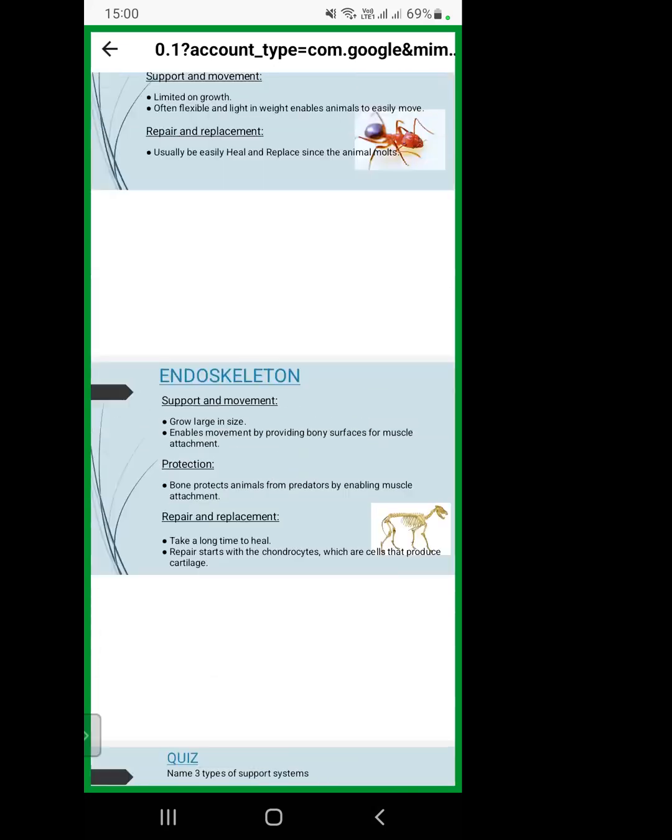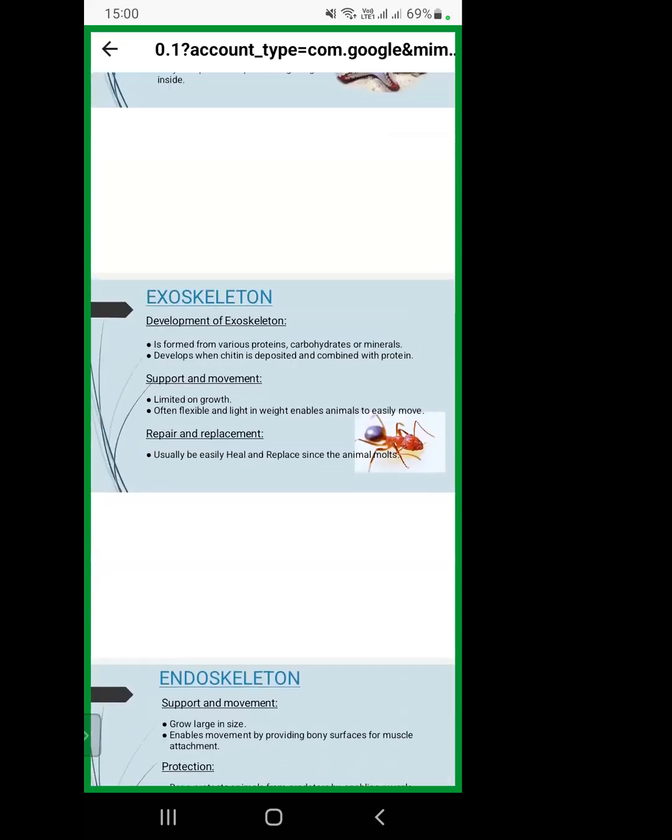Now, when you look at exos, they're very much limited on growth. Their repair is not necessarily as quick as the hydras, but better than the endos. You look, it's very flexible and it's very light in weight, which makes them very easy to move very quick. As you can look at the ants and the scorpions, very quick to move.